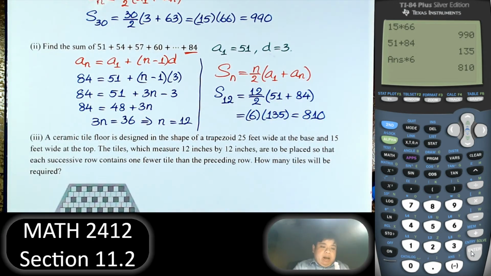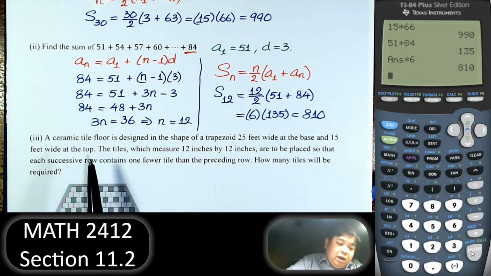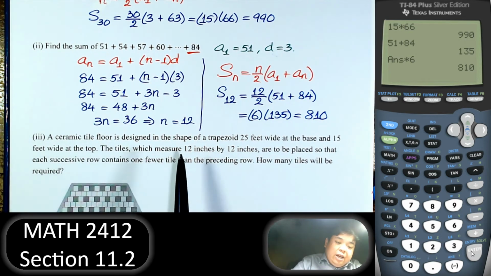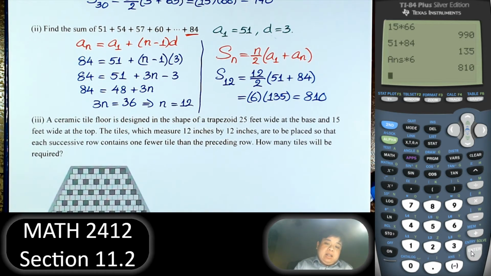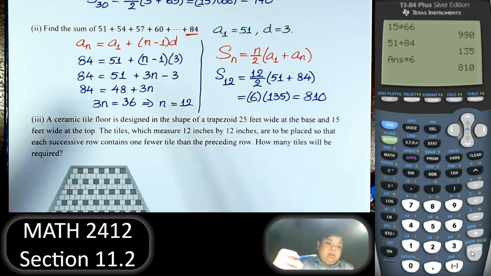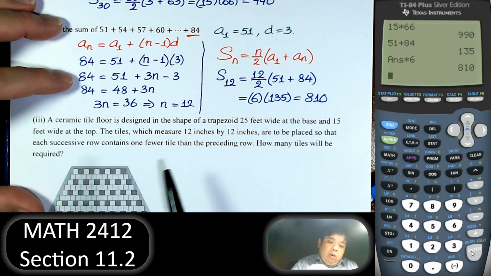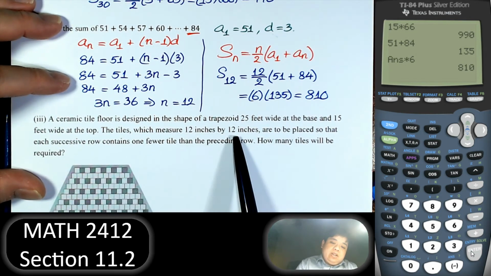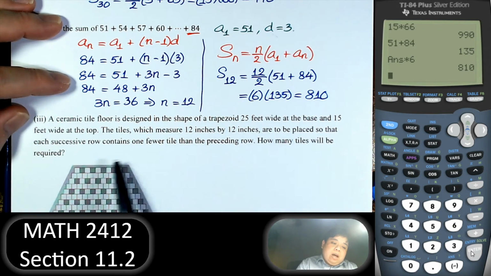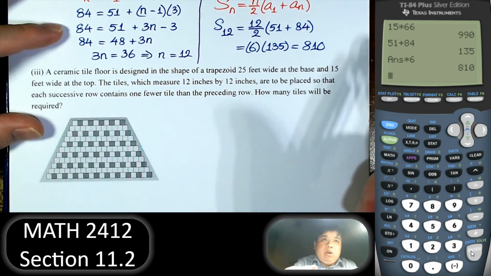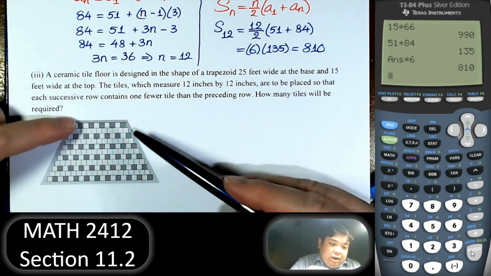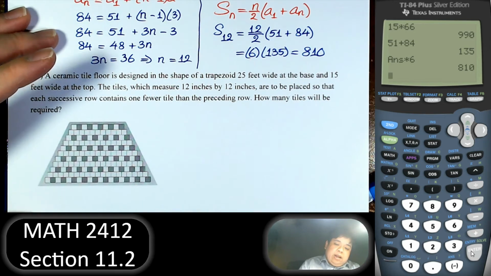Then we have an application here. A ceramic tile floor is designed in the shape of a trapezoid like this, 25 feet wide at the base and 15 feet wide at the top. The tiles measure 12 by 12 inches and are placed so that each successive row contains one fewer tile than the preceding row. How many tiles will be required?